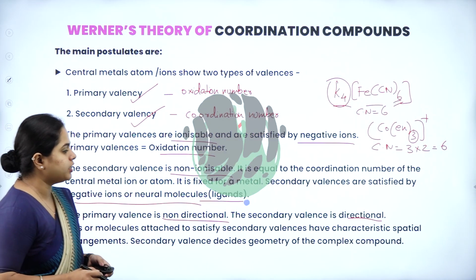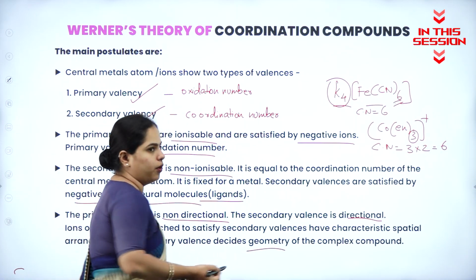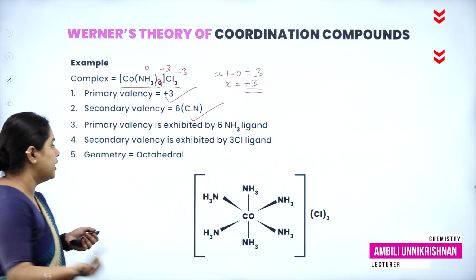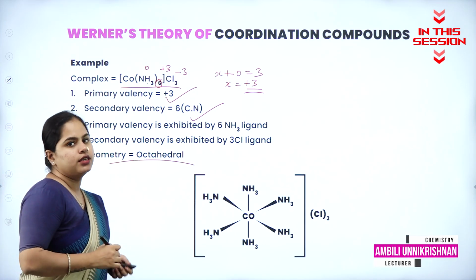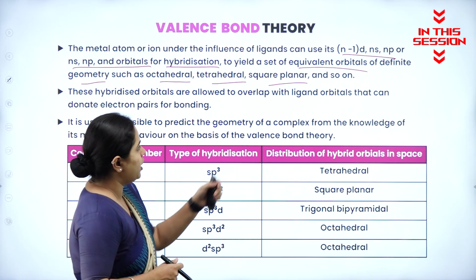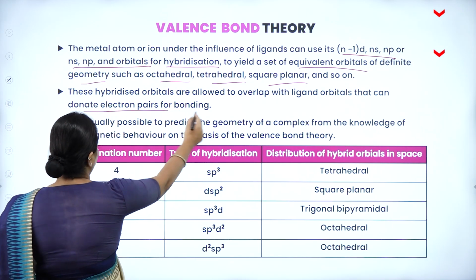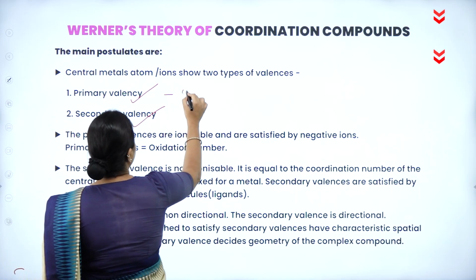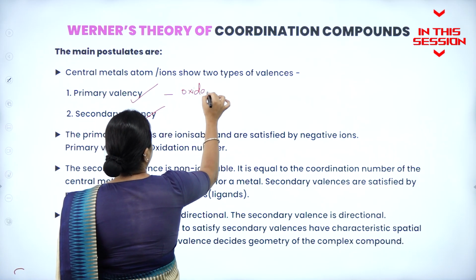Secondary valency decides the geometry of the complex compound. As the coordination number is 6, what can you tell about the geometry? Yes, it is having octahedral geometry. These hybridized orbitals are allowed to overlap with the ligand orbitals that can donate electron pairs for bonding. Primary valency is actually equal to the oxidation number.